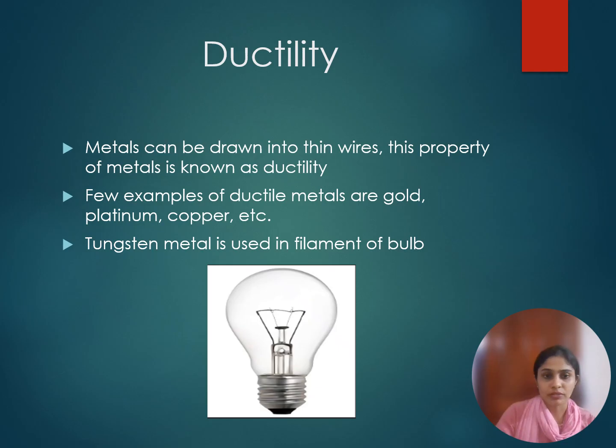The next property is ductility. Metals can be drawn into thin wires. This property of metals is known as ductility. A few examples of ductile metals are gold, platinum, copper, etc. Also, tungsten metal is used in the filament of a bulb. That's shown in this figure given below.